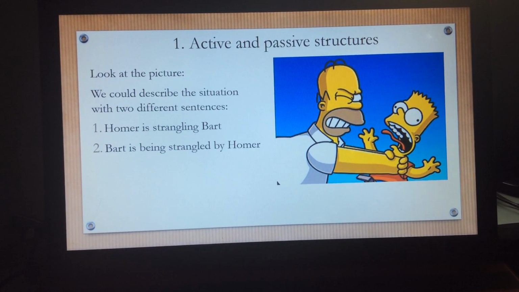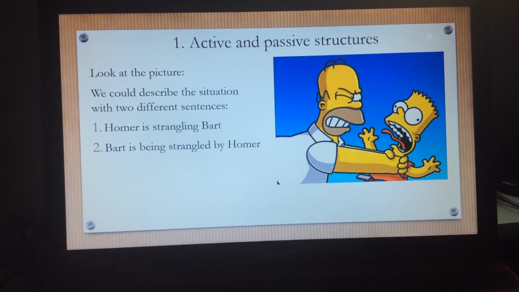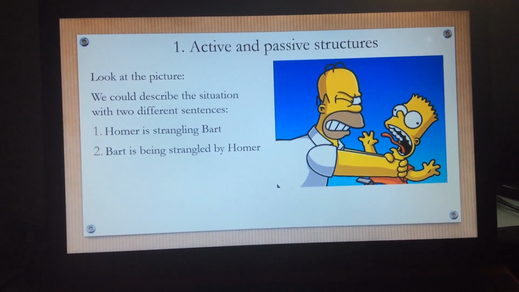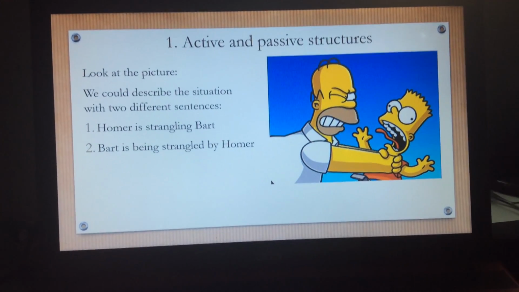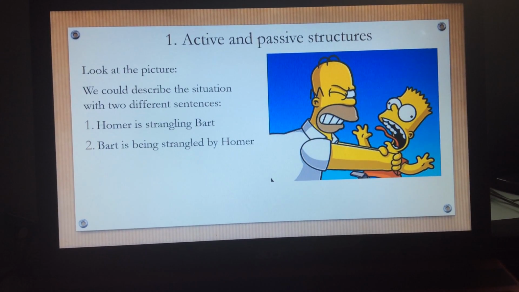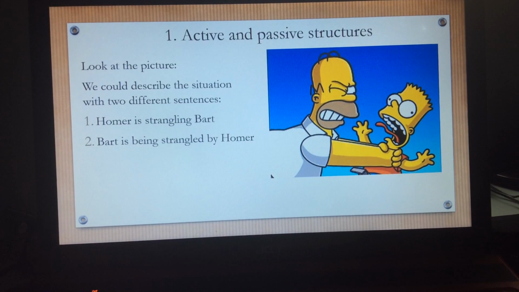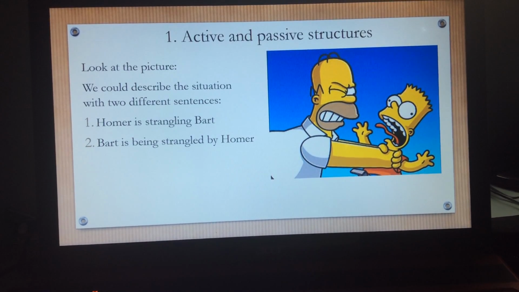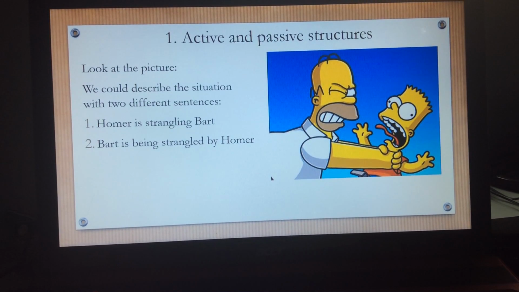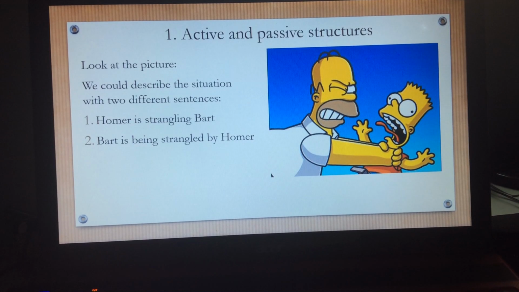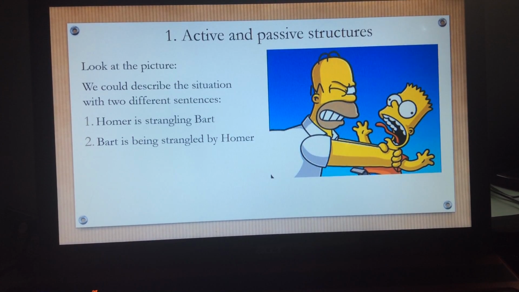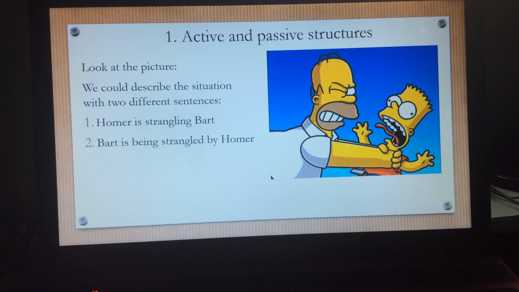I think this cartoon is very representative of what happens in passive and active structures. If you look at the picture, we could describe the situation with two different sentences. What's happening? Oh, Homer is strangling Bart. Or we could say, poor Bart, he's being strangled by Homer.